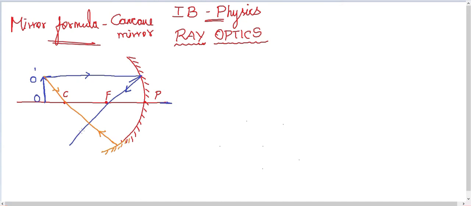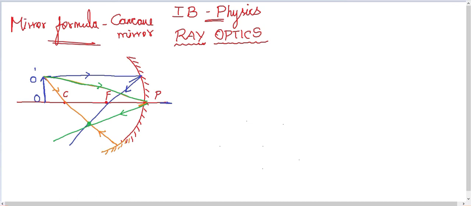And the third rule is that if the incident ray is exactly on the pole, it will undergo reflection at an equal angle. That is, the incident angle will always be equal to the reflected angle. I'll use a different color here so that you can identify the three rules. I hope this is visible. This is the incident ray, and after reflection, it should be reflected at an equal angle. So these are the three rules I have chosen.